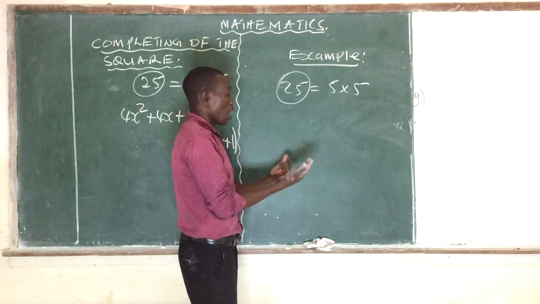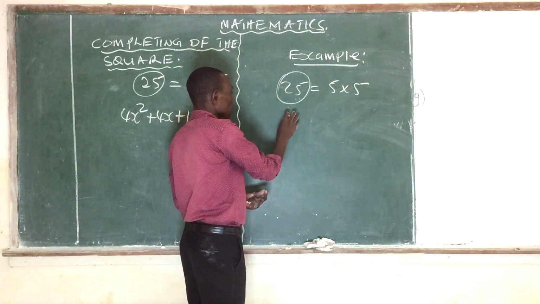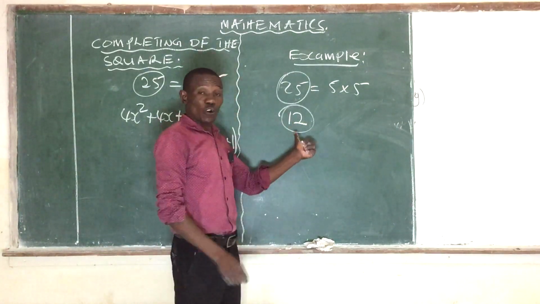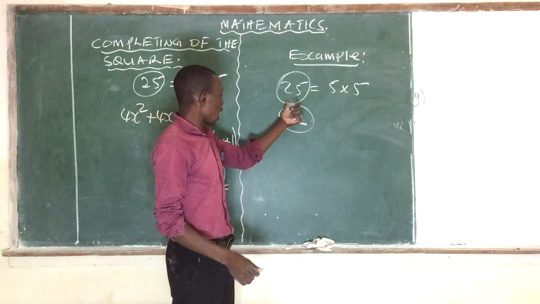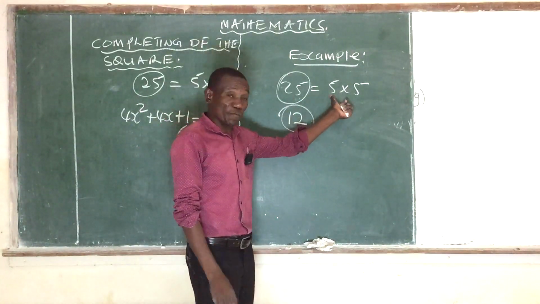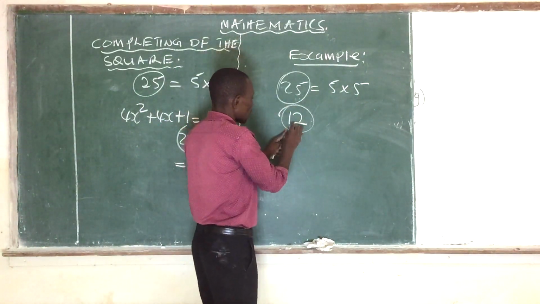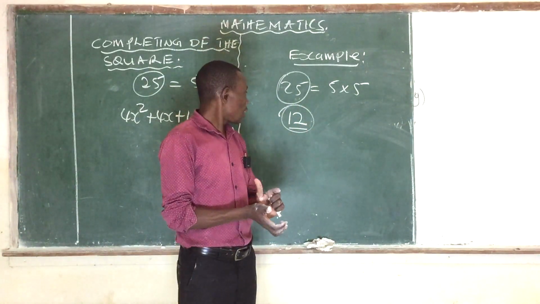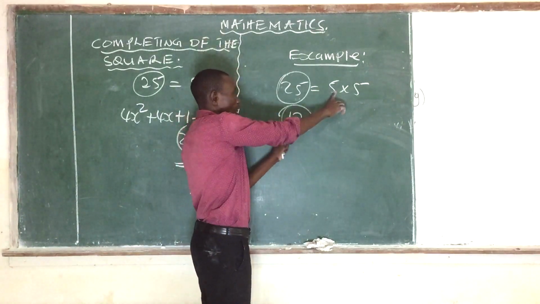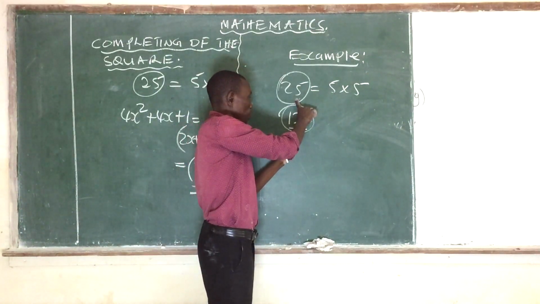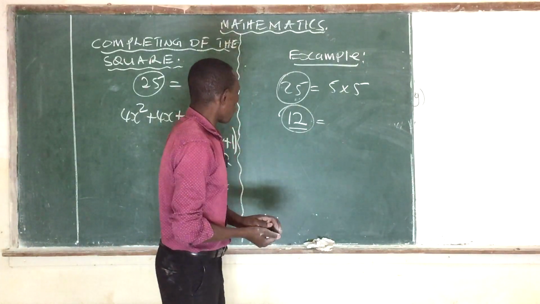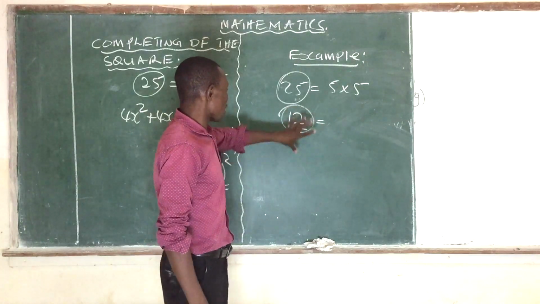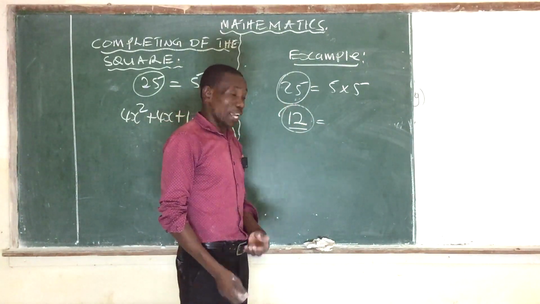Now here I have another number, like 12. If I look at 12, there are no identical factors like in 25, where we have the factors 5 times 5. So really, 12 cannot be described as a perfect square, because there are no identical factors like the ones we have in 25. So now the question is: how can we make 12 a perfect square? Because the way it is here, 12 is not complete, right?